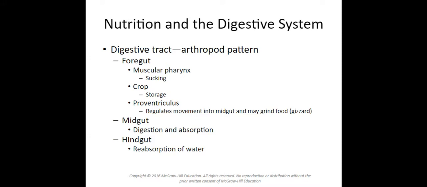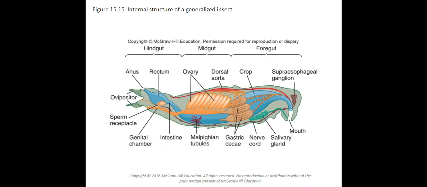Then the food will go to the midgut, the middle, and that's where it'll break down and the nutrients will absorb into the animal. And then it'll go through the hindgut where any extra water is reabsorbed. That's like the colon for a human. So that way they don't release way too much water and dehydrate.